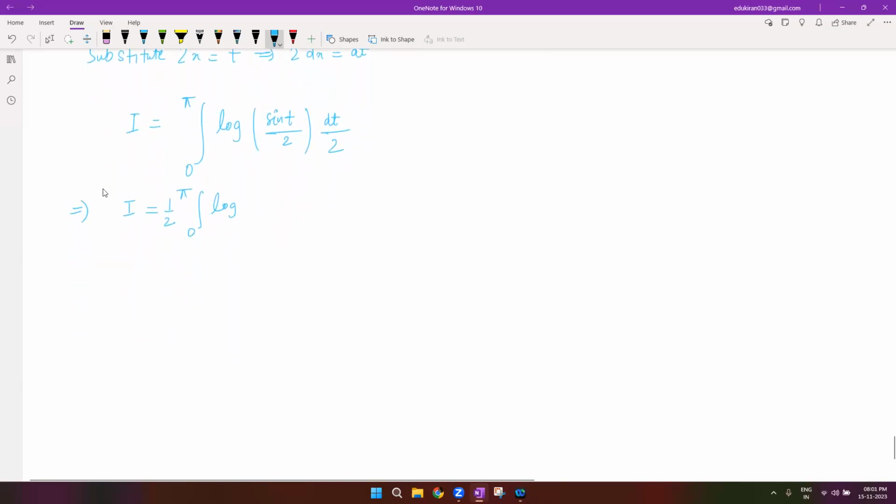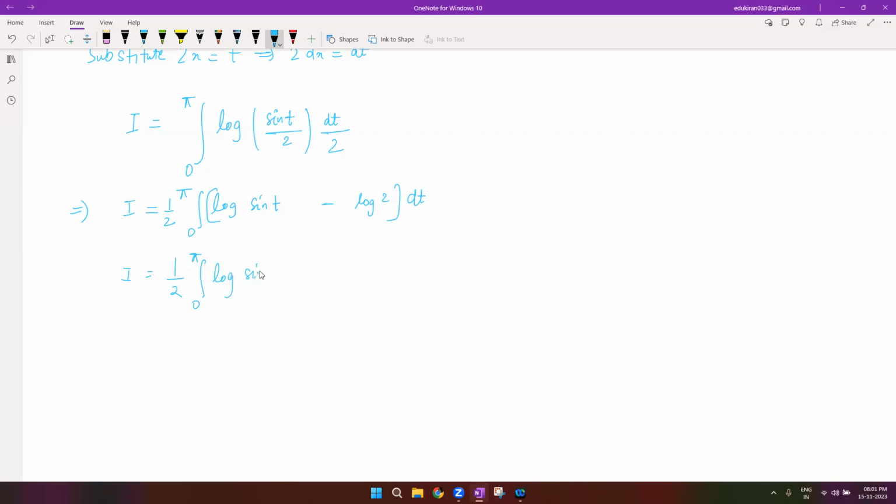Yeah. So this is nothing but I is equal to 1 by 2 integral of log of sine t minus log 2, into dt. So this is nothing but 1 by 2.